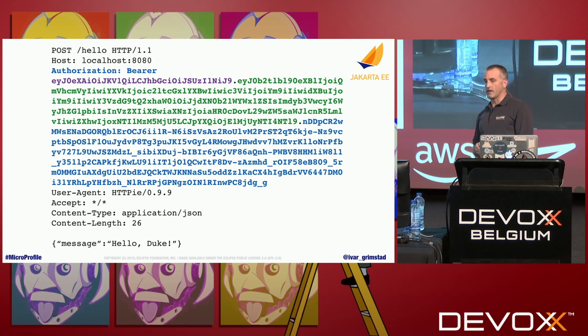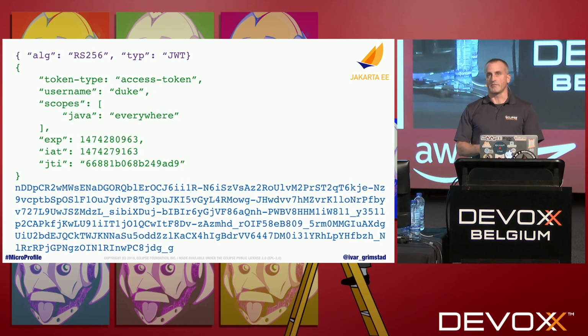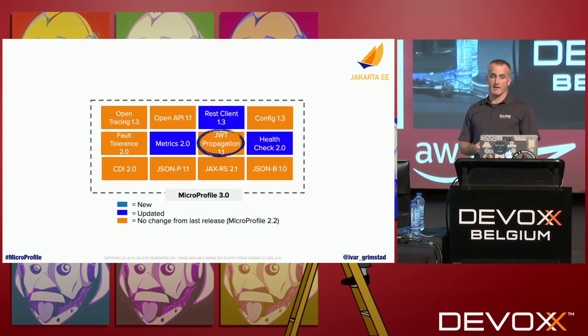And in this case, you see you have the header, the payload and the digital signature, and a token could look something like this. You have the header saying algorithm is RS-256, and it's a JSON Web Token, and you have some custom and some required standard claims in the body of the token, and you have a digital signature at the end. And JSON Web Token propagation, the specification covers functionality for handling these tokens in your application.